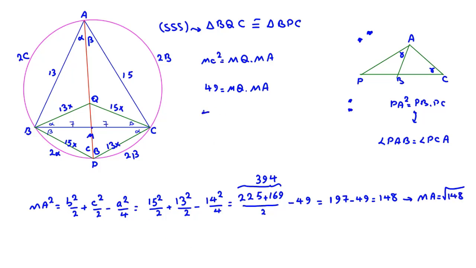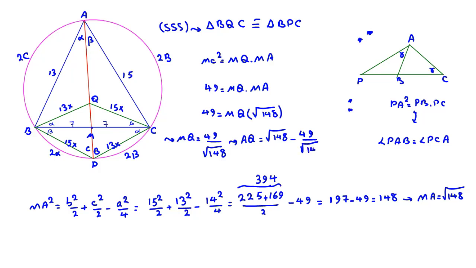Now, here, if we replace, it will be 49 equal to MQ times MA. We'll replace it with root 148. So we can conclude MQ equals 49 over the square root of 148. Now, the problem says AQ is what? AQ is AM, which is the square root of 148, minus MQ, which is 49 over the square root of 148. Now, if we simplify, it will be 148 minus 49, which is 99, over the square root of 148.